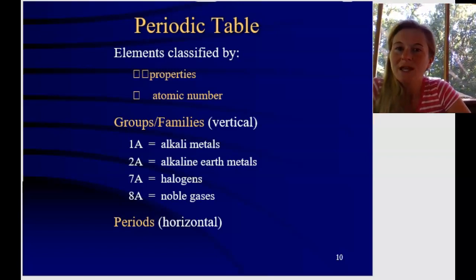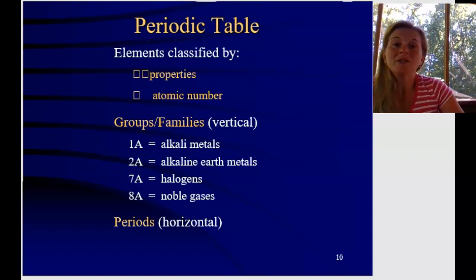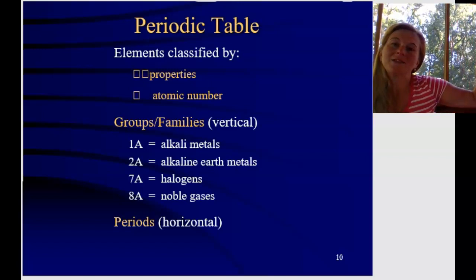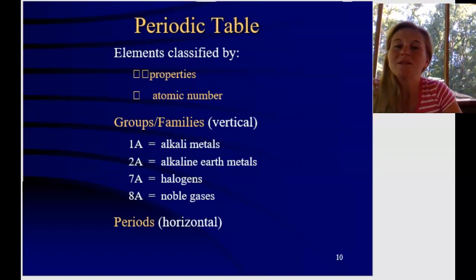You're your own person, but you have some characteristics and properties that make you similar to the other people in your family. So when we look at this, the big ones that we want to remember is that column 1 are our alkali metals, column 2 are alkali earth metals, column 7 are the halogens. That's our second to last one on the right hand side, and our last column, which most people remember, are our noble gases.